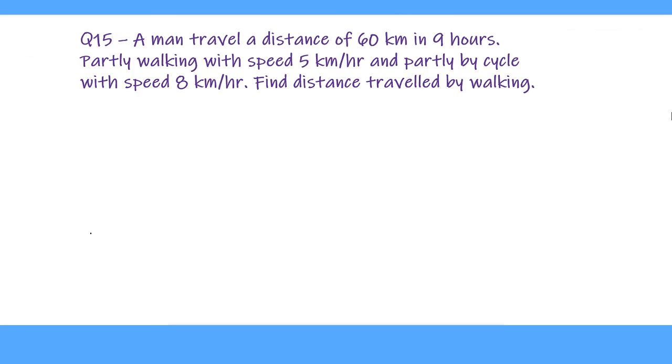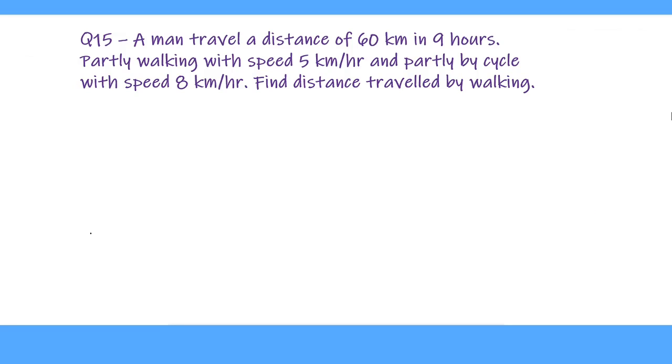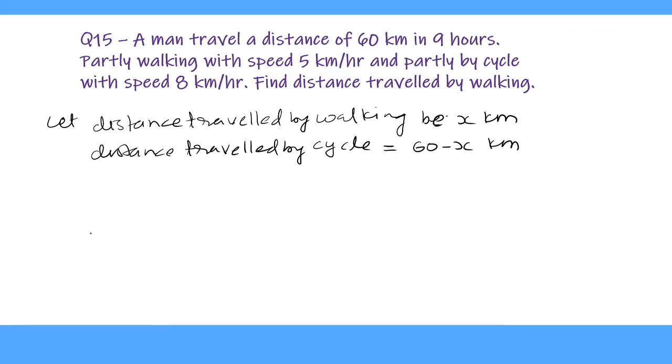Question number 15. A man travels a distance of 60 km in 9 hours, partly walking with speed 5 km per hour and partly by cycle with speed 8 km per hour. Find distance traveled by walking. So we solve like this: let distance traveled by walking be x kilometer. Therefore distance traveled by cycle equals 60 minus x kilometer, as the total distance traveled is 60 km. Now the time which is given to us is 9 hours. So we calculate the time of walking as well as the time of cycling.